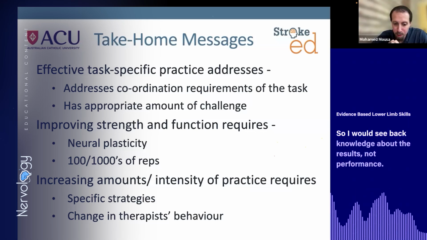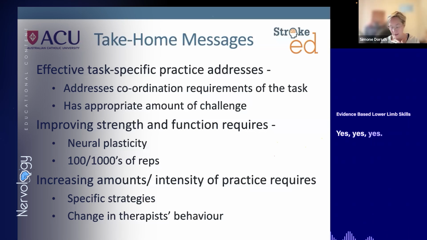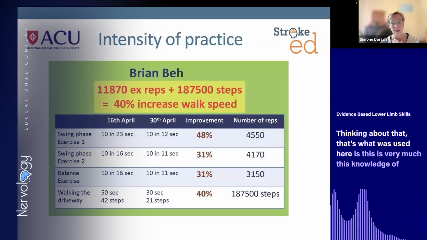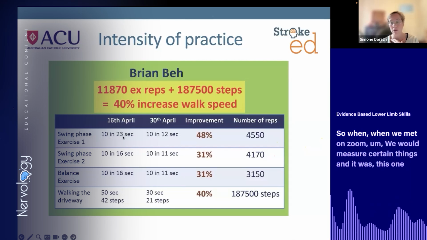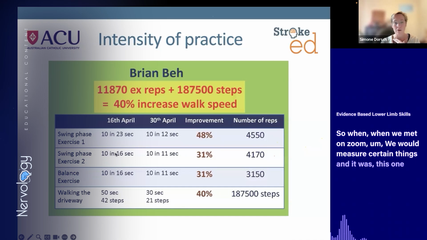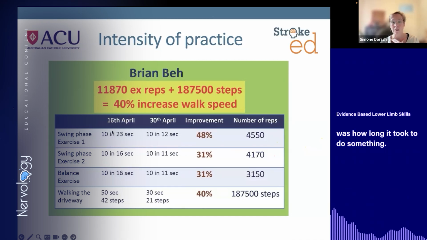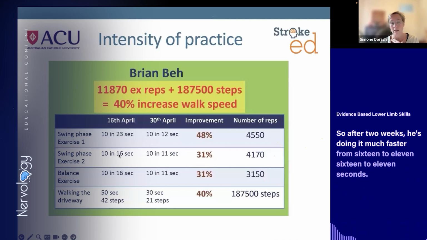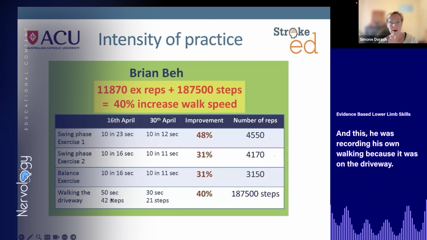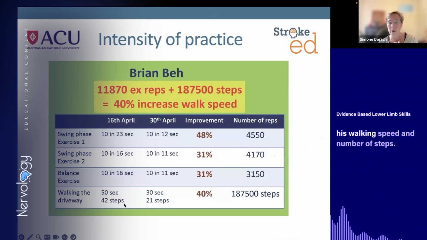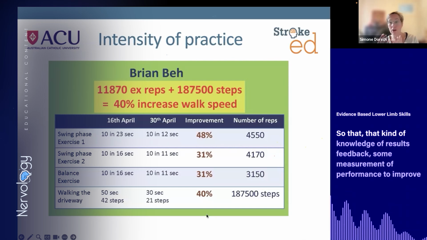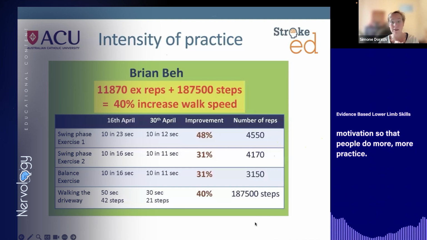Okay. So our feedback, knowledge about the areas of non-performance. Thinking about that, that's what was used here. This is very much knowledge of results, but to motivate him. So when we met on Zoom, we would measure certain things, and this one was how long it took to do something. So after 2 weeks, he's doing it much faster, from 16 to 11 seconds. And he was recording his own walking because it was on the driveway, so I couldn't do that on Zoom. His daughter, I think, was helping him record his walking speed and number of steps. So that kind of knowledge of results, feedback, some measurement of performance, improves motivation so that people do more practice.